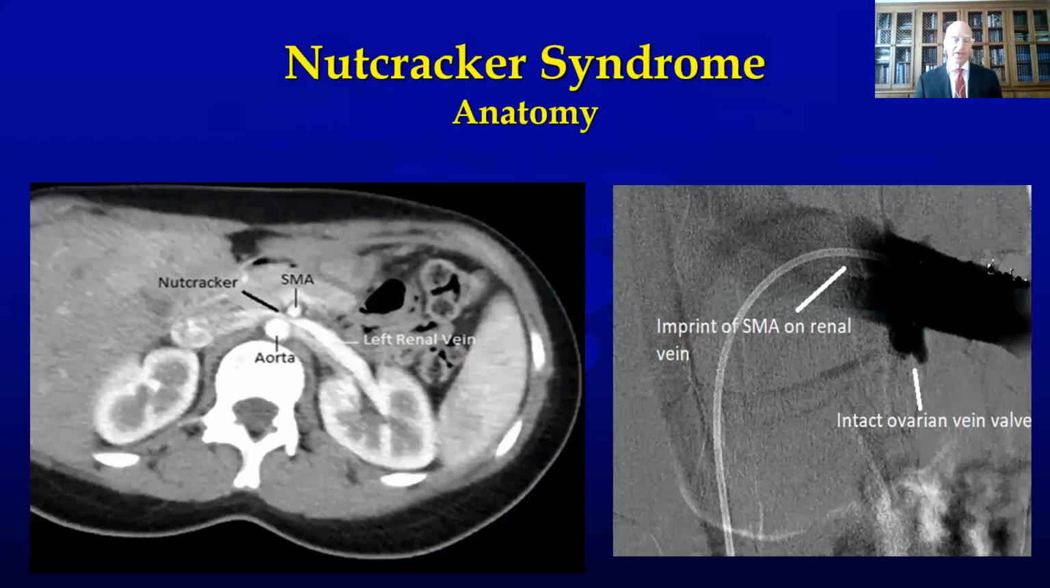Nutcracker syndrome is caused by compression of the left renal vein between the superior mesenteric artery and the aorta. This is increasingly recognized as an underlying cause of pelvic venous disease and chronic pelvic pain. The compression of the renal vein causes elevated pressures within that vein, which are transmitted to the kidney, generating left flank pain and intermittent hematuria.